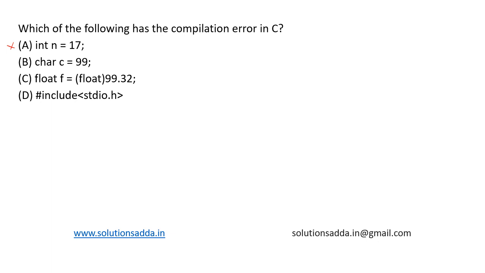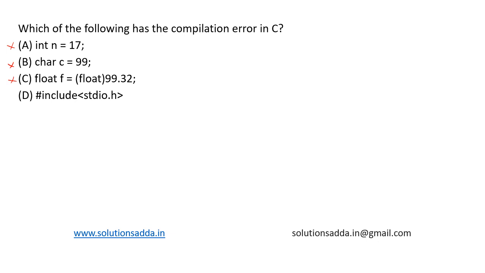Now, char c = 99. No error in this also, since 99 is an ASCII value. Hence, the character has ASCII value 99 and it will be assigned to char c. This is also not the right answer. Float f = float of 99.32. No error in this also, because the float data type allows float typecasting. This is also having no issues.